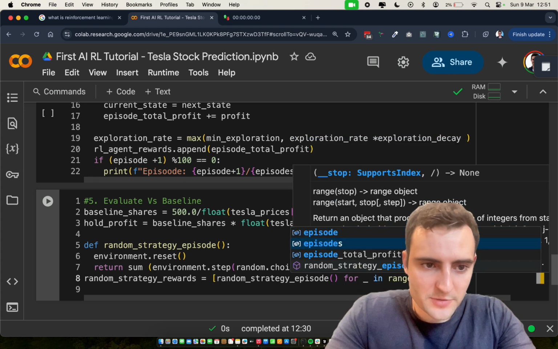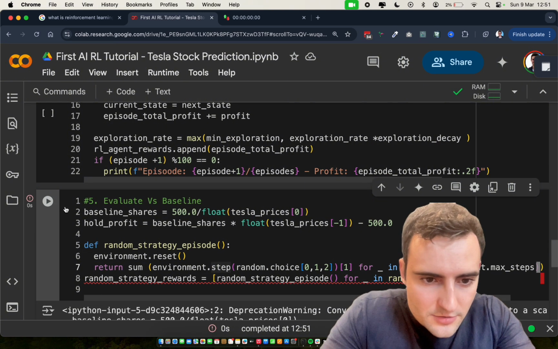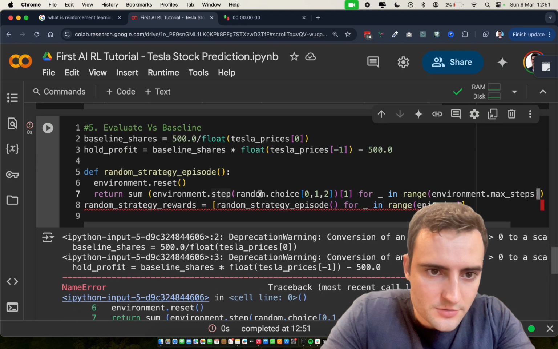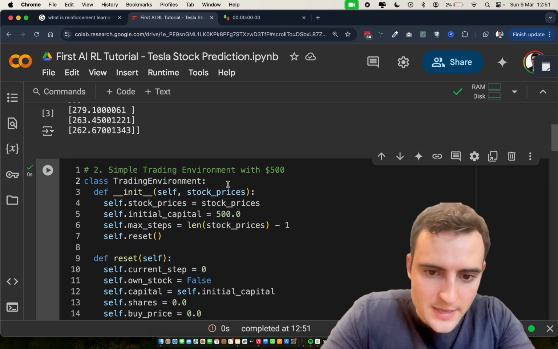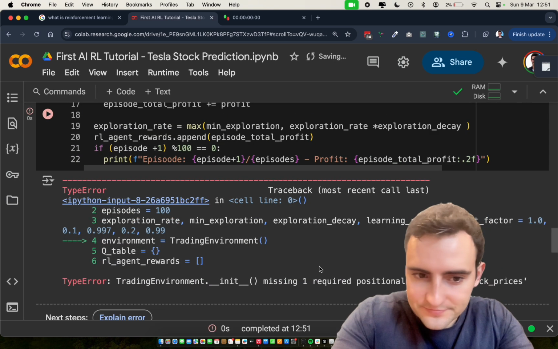So that is pretty much it. Let me run this to make sure it's working properly. Okay, episodes is not defined. Maybe I have to run these different ones, so I'm gonna just run them. Trading environment is missing one argument, stock prices.